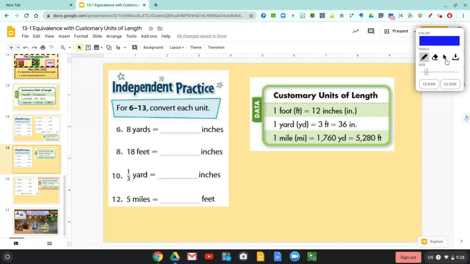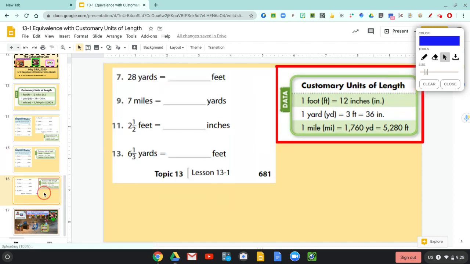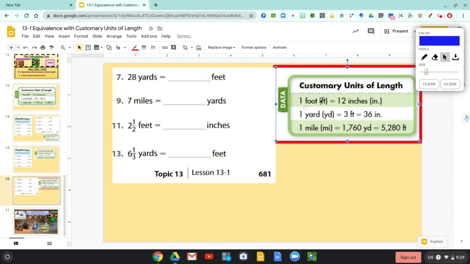All right, let me just switch screens here. Okay, so number 7. You can pause here and try these out. Remember, the first thing you want to do is find your magic number. So we're going from yards. 28 yards is how many feet? So yards to feet. Let me pick up my pen here. Yards to feet. The magic number is, everyone, it's 3. So I'm going to take 28 times 3.